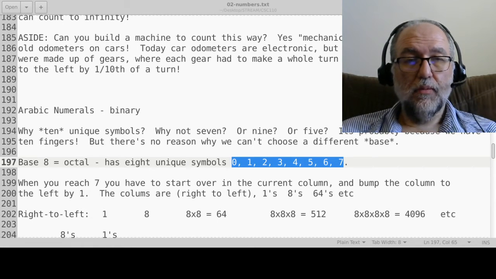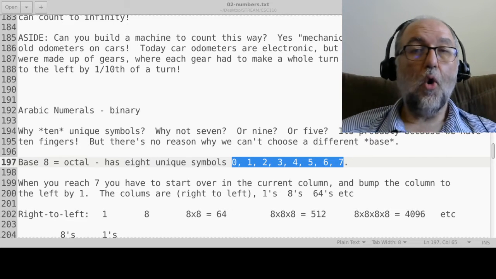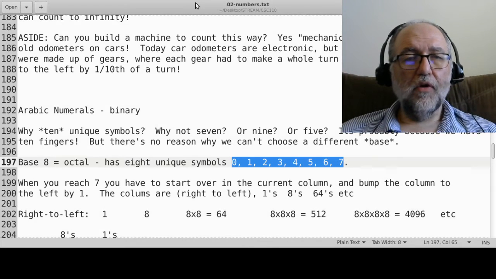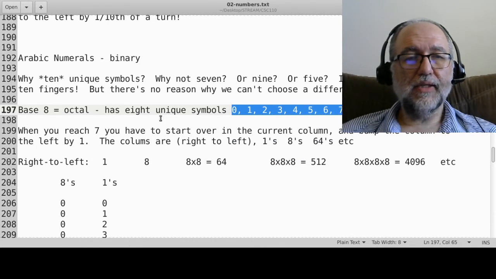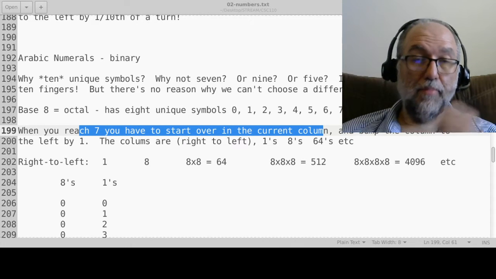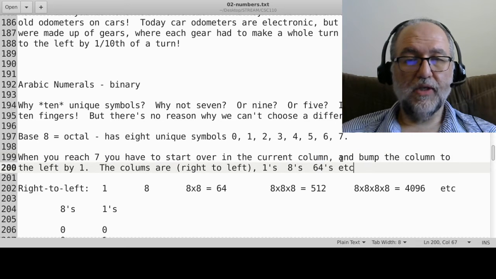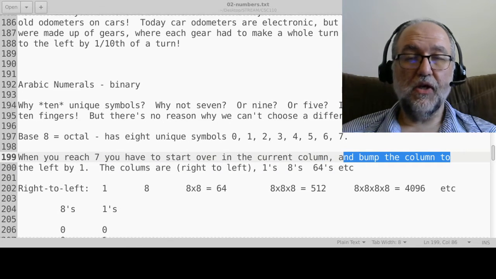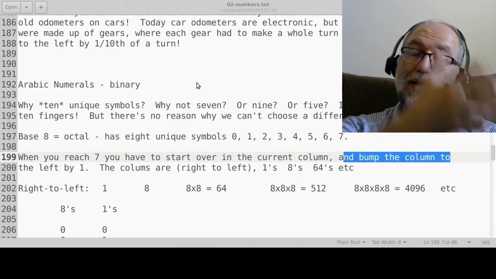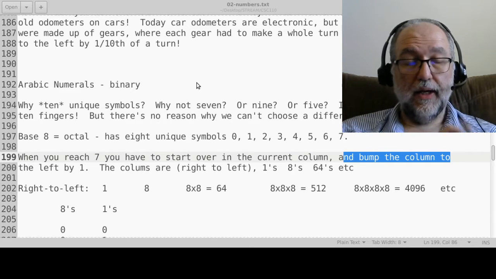We don't have to do the Arabic number system with 10 unique symbols the way we do in the decimal system. We could use the octal system, which is still Arabic numerals, but only 8 unique symbols. And you go, how will that work? Well, because there's only 8 unique symbols, as soon as you reach 7, you have to start over in the current column and bump up the next one. Once you get to 7, the 7 goes back to 0, and you bump the next one. So the 7 is playing the same role as the 9 before. And you go, oh, that's weird. You're right, it is.